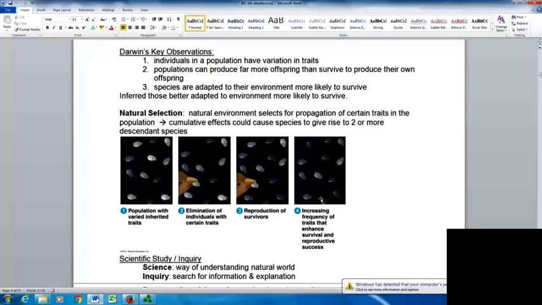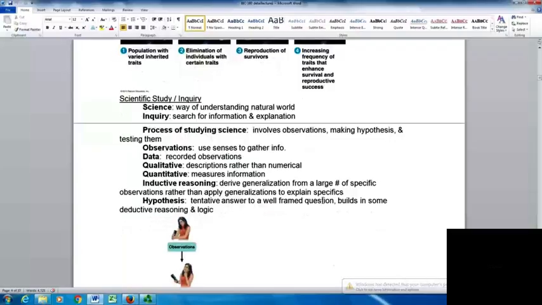So when we study things in science, we use the scientific method, a way of using scientific inquiry that attempts to keep things fairly unbiased and objective as much as possible. Science is just a way of understanding the natural world. Inquiry is the search for information and explanation. So in the process of studying science, we make some observations, we make a hypothesis, and then we test the hypothesis.